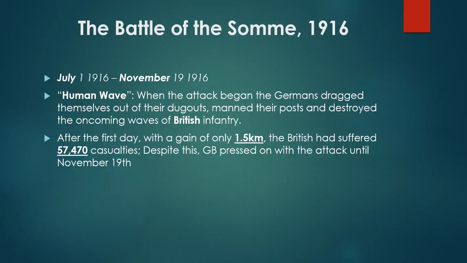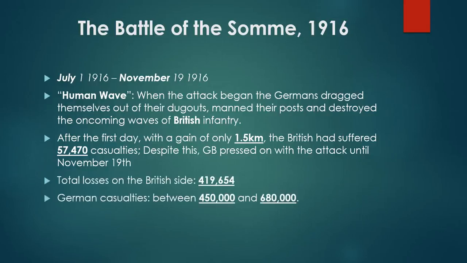After the first day, they only gained 1.5 kilometers, about a mile. And the British had suffered 57,470 casualties. Casualties are men who died. That was just after the first day, 60,000 people died on one side. Despite this, Great Britain pressed on with the attack until November 19th. That was July 1st, so they kept going for another 4 months after that.